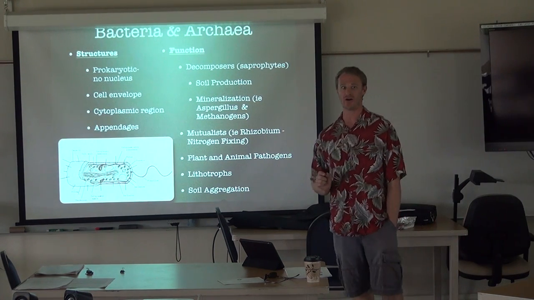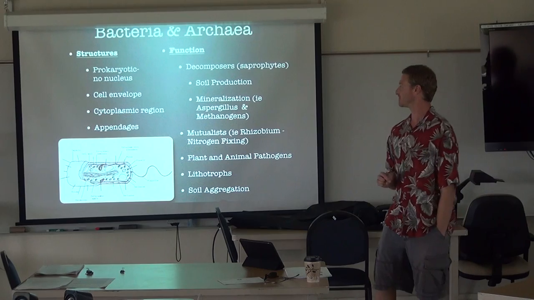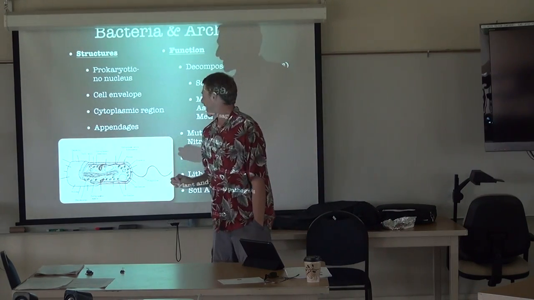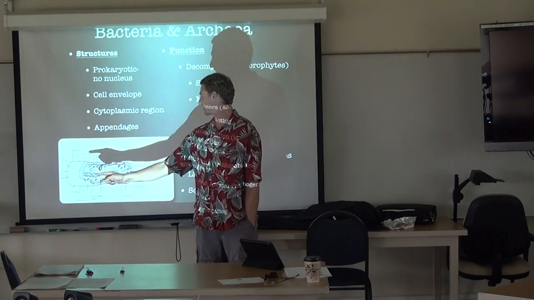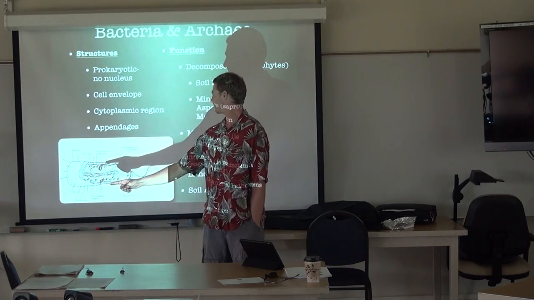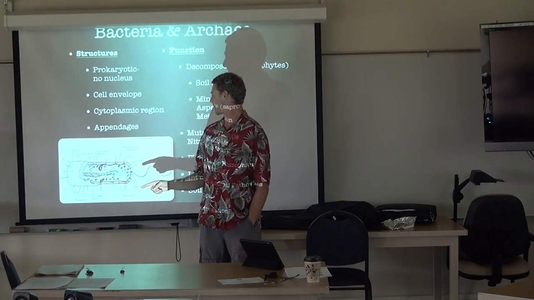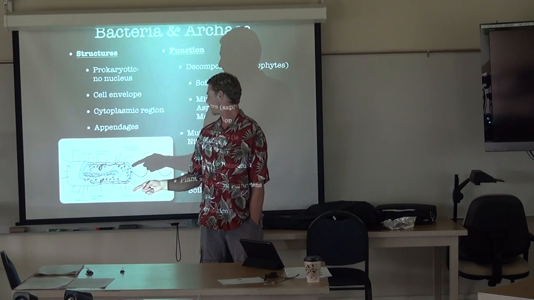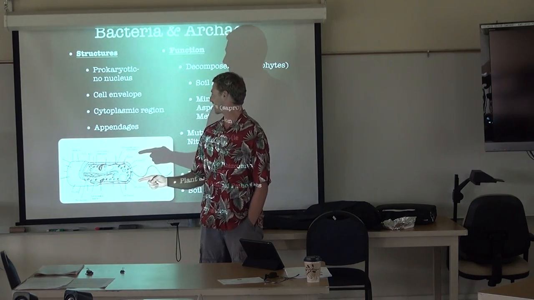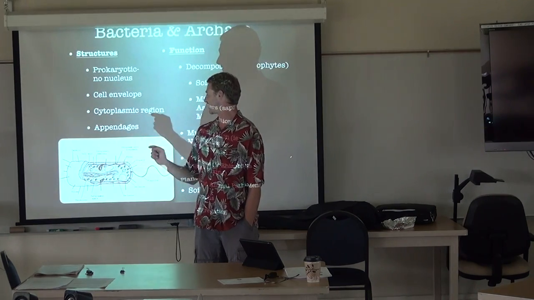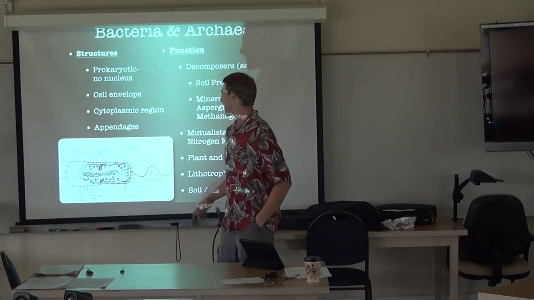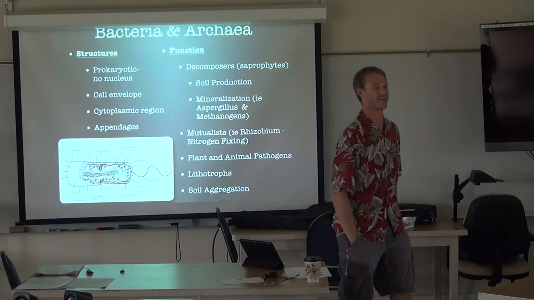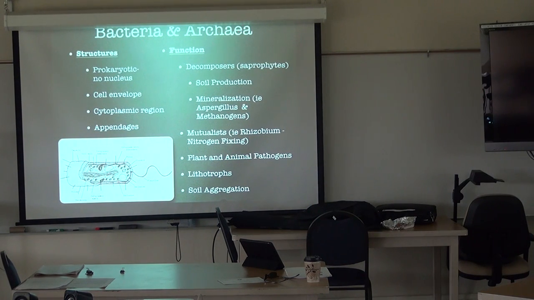This happened a long time ago when there was divergence. It has a cell envelope, which is an inner casing, the cytoplasmic membrane. It has a cytoplasmic region, which would be like an outer coating. And also included is the capsule, which is essentially protein on the outside of the structure. And it also has appendages. Why do bacteria have appendages? It can move. Yeah, motile, so it can move.